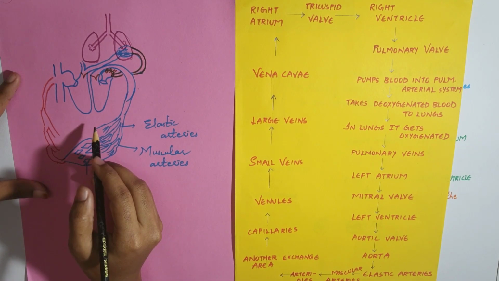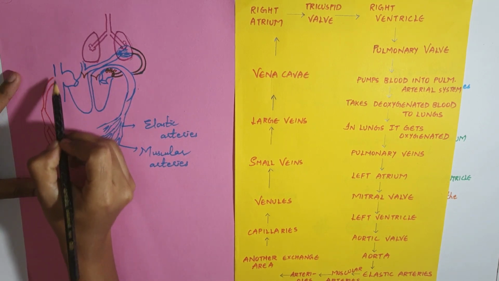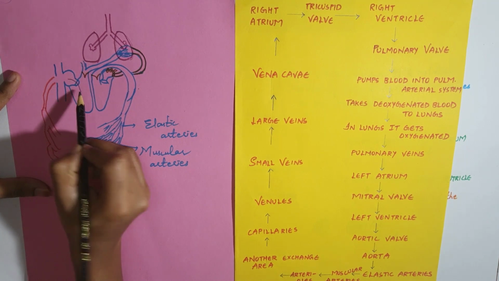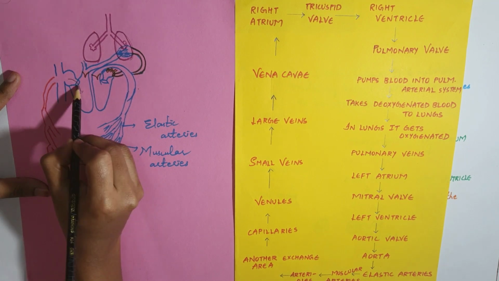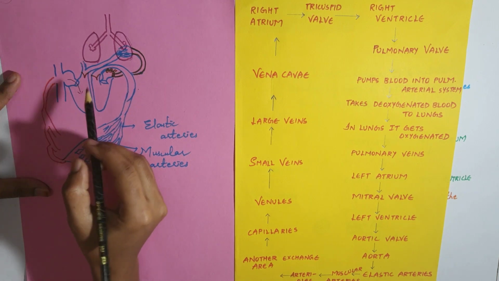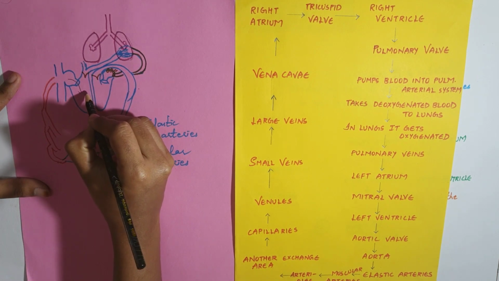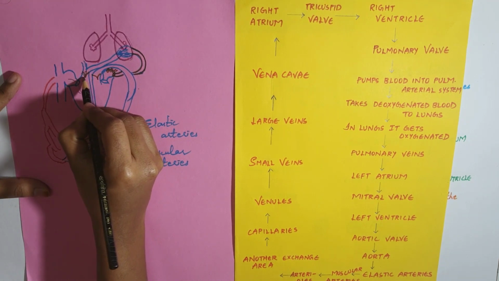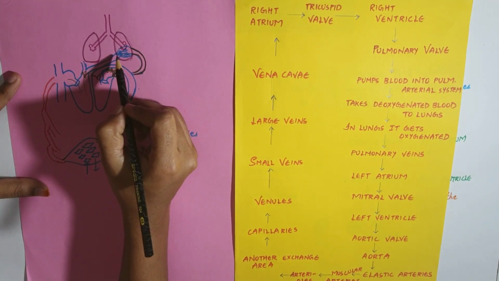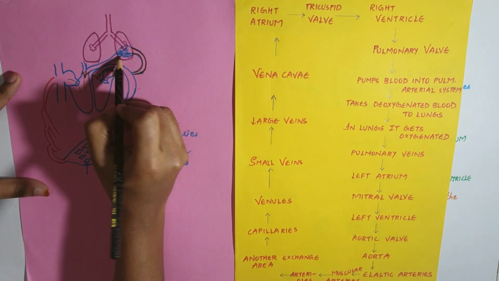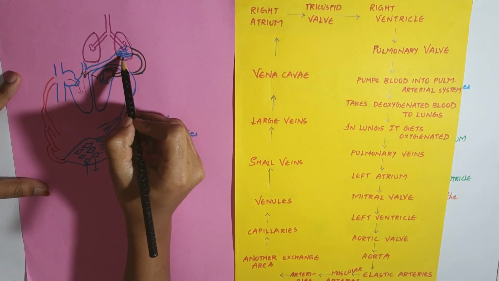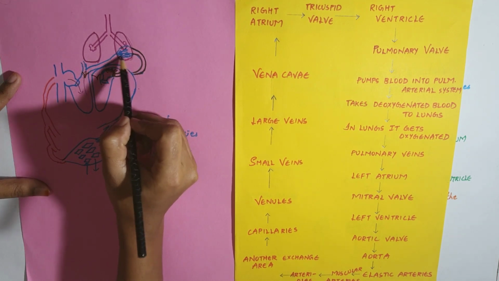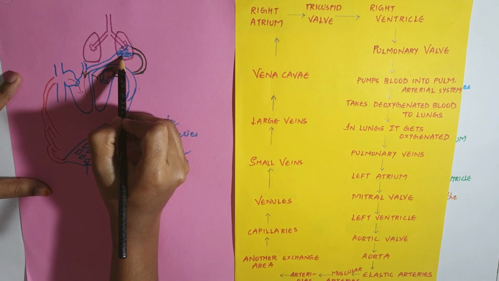So let us revise it again. The blood flow. The blood from the right atrium enters into right ventricle through tricuspid valve. From the right ventricle, it enters into pulmonary artery through pulmonary valve. Blood pumps into pulmonary arterial system. Here, the carbon dioxide is exchanged into the lungs and the blood takes oxygen, which gets oxygenated.